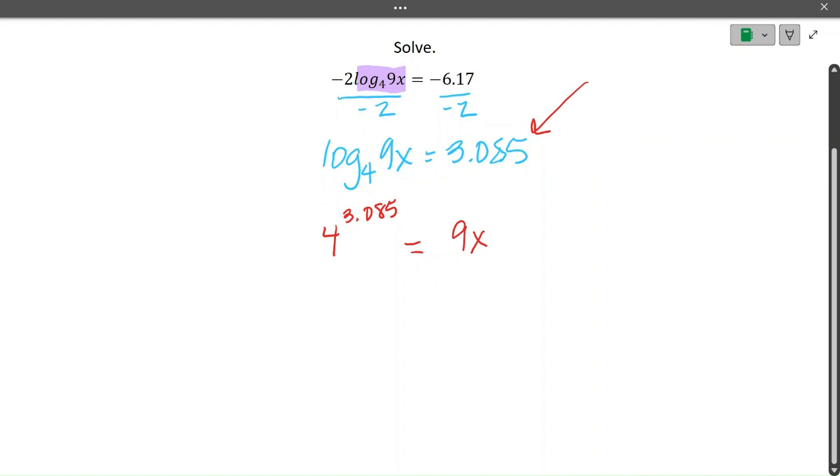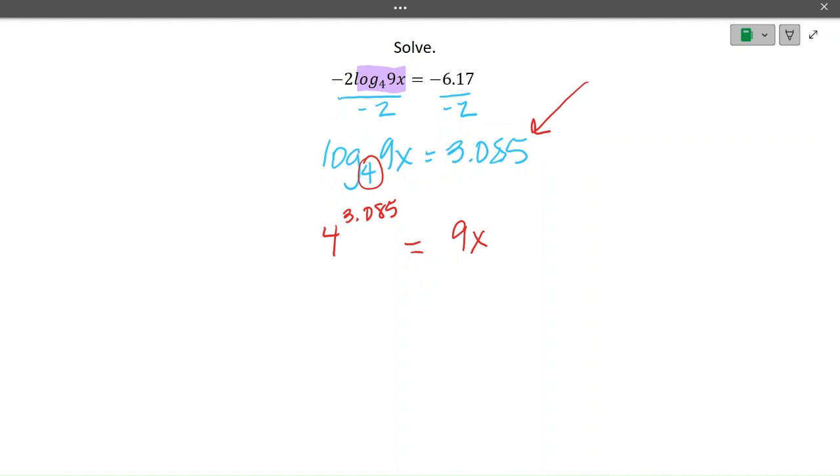Okay, so again, our base gets raised to what's on the other side of the equal sign, and then it equals what's inside of the log. You can only do this if you've simplified down, so you have the log of whatever value on one side and everything else on the other.